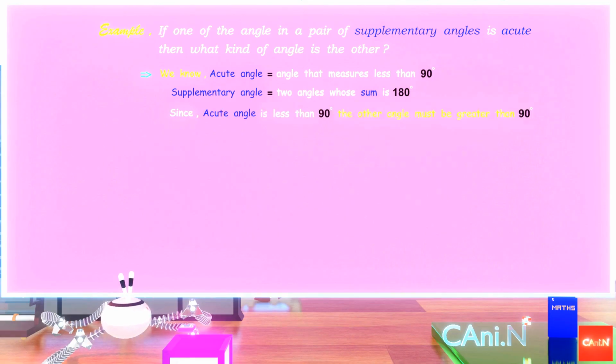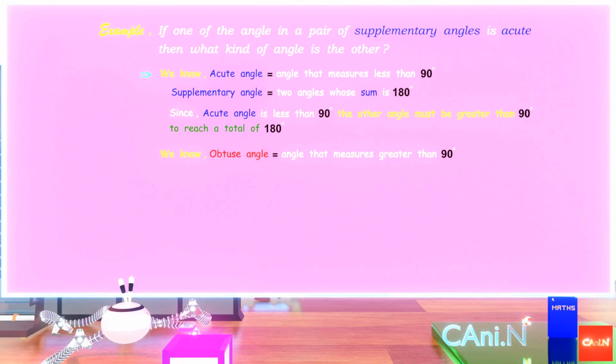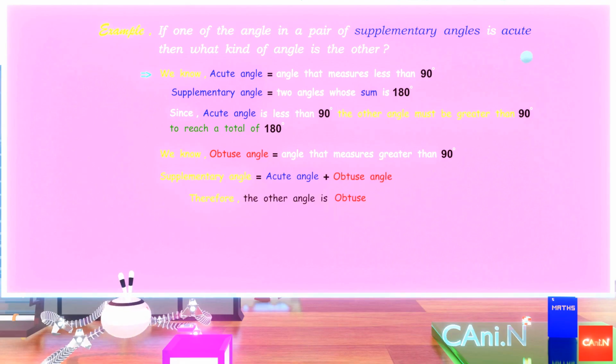Example. If one of the angles in a pair of supplementary angles is acute, then what kind of angle is the other? We know, acute angles are angles that measure less than 90 degrees. Supplementary angles are two angles whose sum is 180 degrees. Since the acute angle is less than 90 degrees, the other angle must be greater than 90 degrees to reach a total of 180 degrees. We know, obtuse angles are angles that measure greater than 90 degrees. So here, we can conclude, supplementary angles equal acute angle plus obtuse angle. Therefore, the other angle is obtuse.